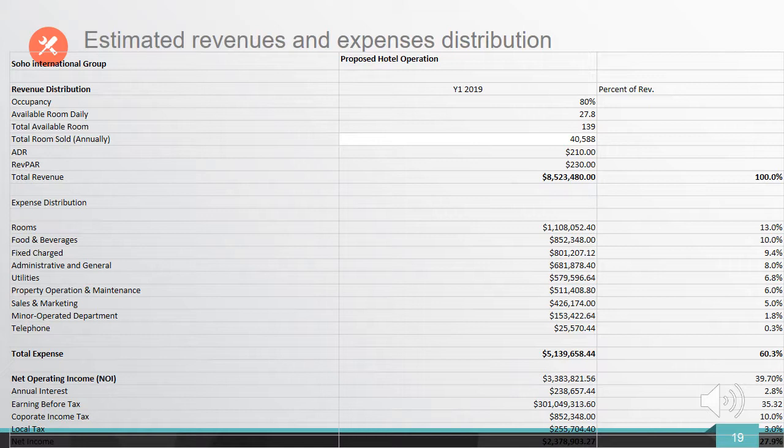Furthermore, the net operation income of the proposed hotel sits at 79.7% of total revenue, and as a result, the net profit after annual interest, corporation income tax, and local and property tax are deducted is computed to be 27% of total revenue.